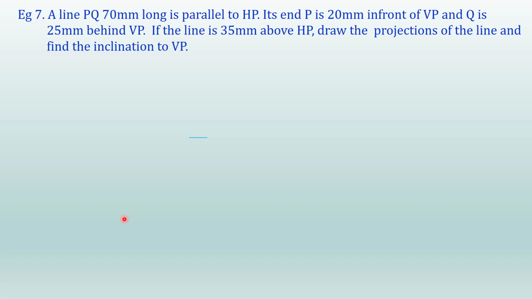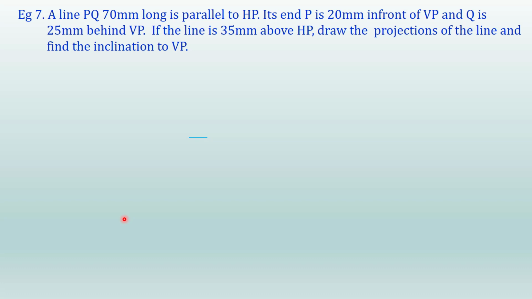So the plan, since the line is parallel to HP, will be true length. Clear? So the distance PQ will be equal to 70 mm. And the elevation, that is P dash Q dash, will be a horizontal line. Now the line is 35 mm above HP, that means the distance of the elevation from the XY line is given as 35 mm. If P dash is 35 mm, Q dash also will be 35 mm.